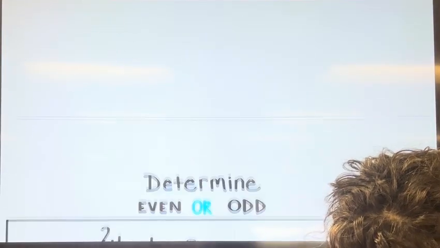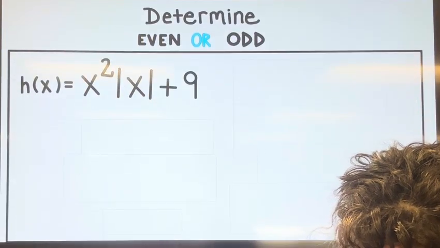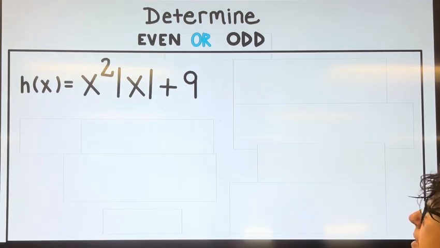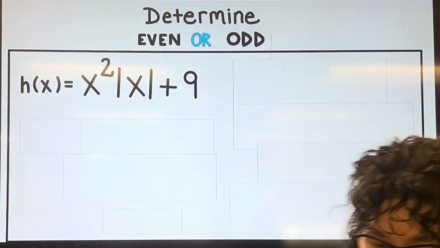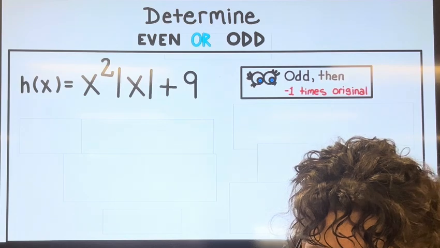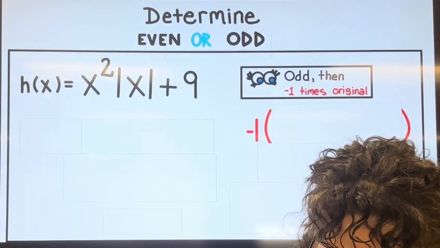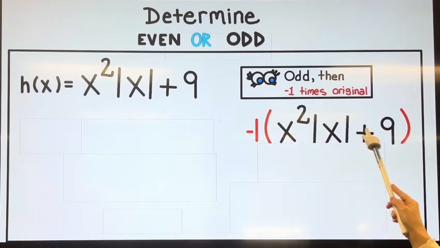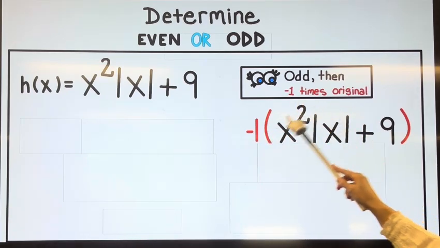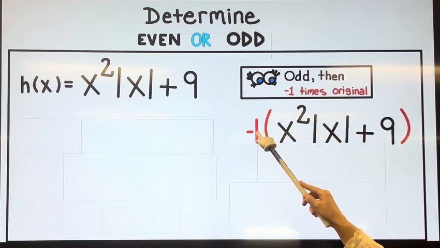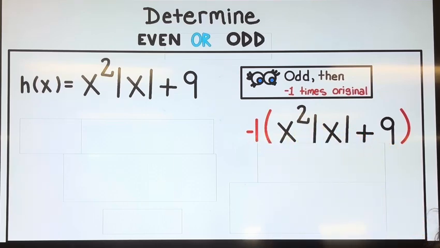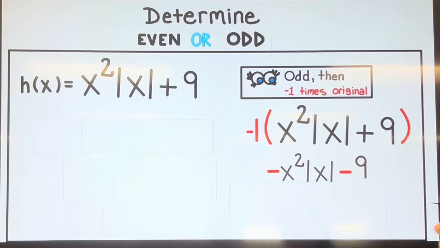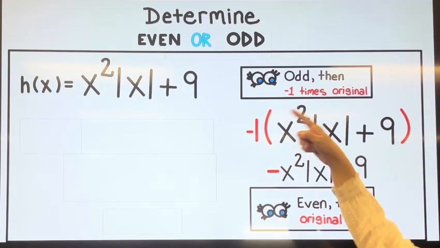Okay, here's one more. Let's take a look off to the side. What would it look like if it was odd? It's going to be -1 multiplied by the original. And we have addition here, so this -1 would get distributed. So this would be -x squared, absolute value of x, minus 9. Just distributing that through. And then here, if it was even, then it would look like the original.